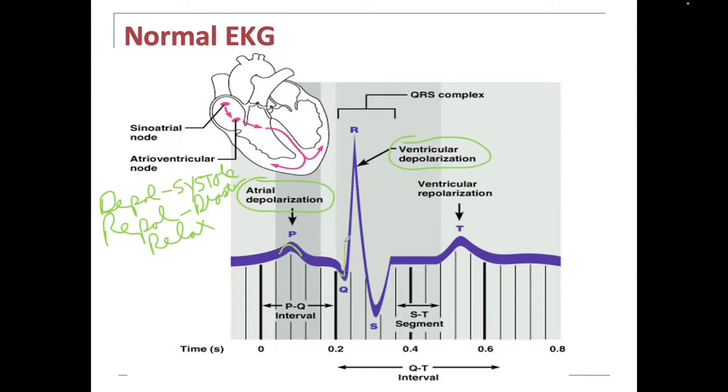The QRS wave is measuring ventricular depolarization. And then the ventricles have to recover. They have to recover, so they need to rest. That's ventricular repolarization. You get a little bump on that. Okay? You get a little bit of a bump.